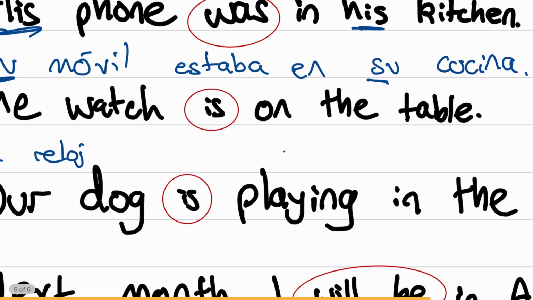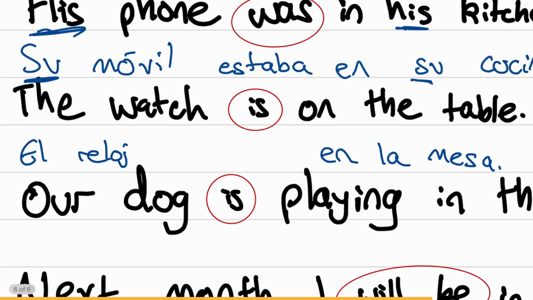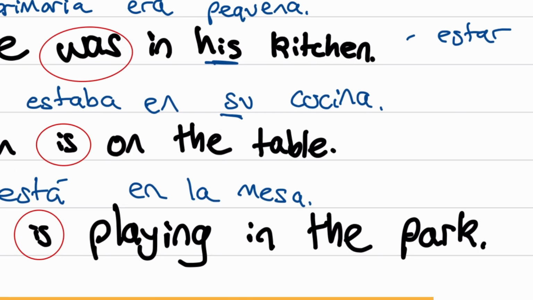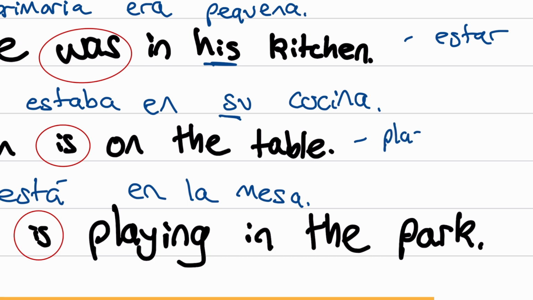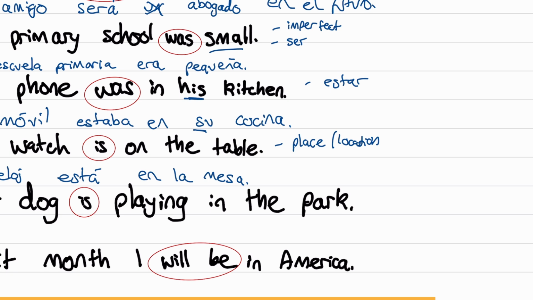On the table, we're going to say en la mesa. And then is está, the present tense, he, she, it, está. This is the place of something or even the location, which is why we're using estar.